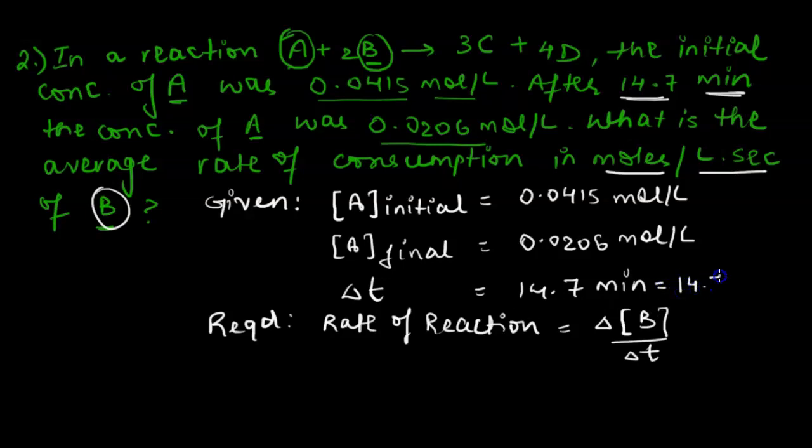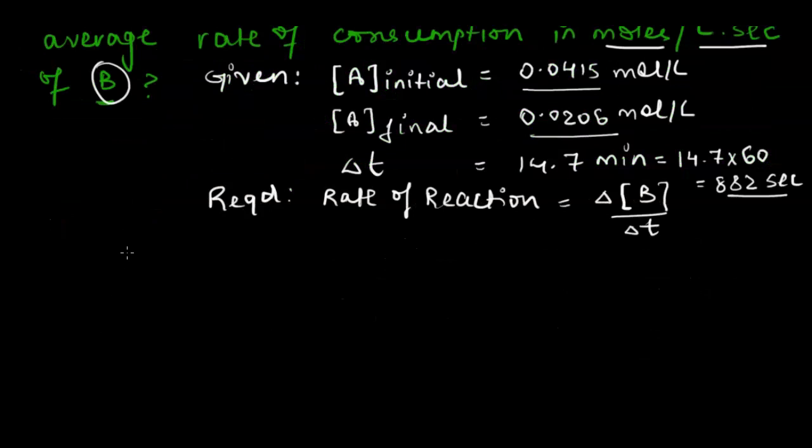We would change this 14.7 minutes to seconds by multiplying it by 60, and that gives us 882 seconds. Now we would use all of this information to find out the rate of consumption of B in moles per liter second. For doing this problem, let's rewrite the equation. We're given A plus 2B gives us 3C plus 4D.